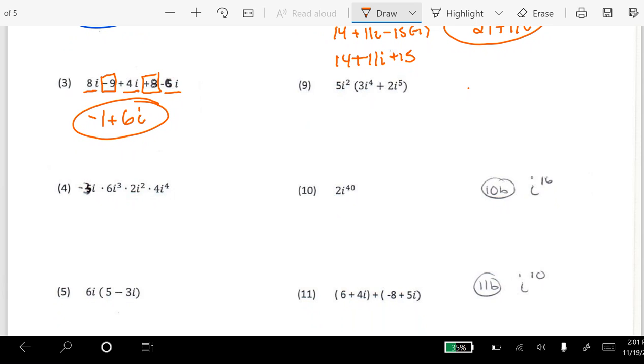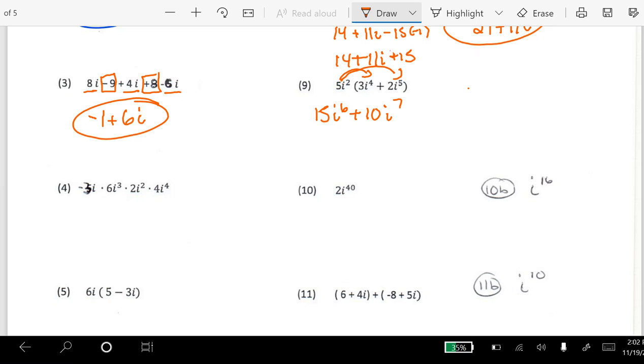For number 9, we're going to distribute the 5i squared. 5i squared times 3i to the fourth is going to be 15i to the 6. Again, we add exponents when we multiply. And then this is going to give me plus 10i to the 7th. Again, i to the 6th and i to the 7th, those are both not 1, 2, 3, or 4, so we have to simplify that.